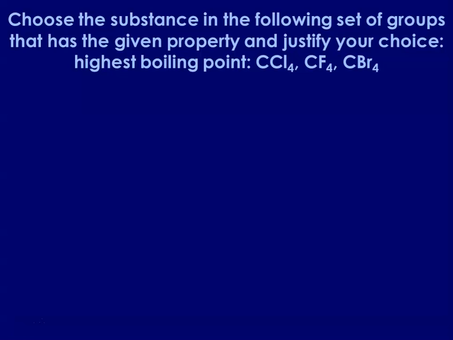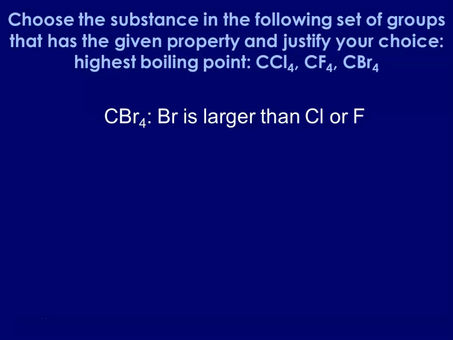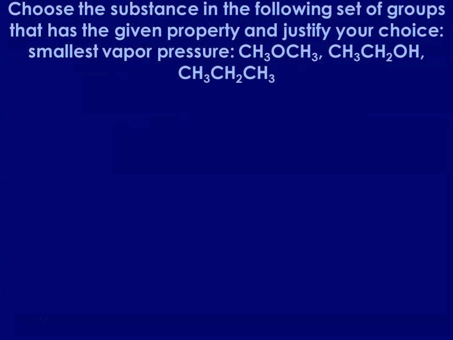But if I look at the differences, the F, the Cl, and the Br, I know that F is the smallest of these atoms and Br is the largest. And so because they're all nonpolar, it's that size that's going to determine which one has the higher boiling point, and it would be CBr4 because that contains a greater number of electrons and would be more easily polarizable than the other two. CF4 would have had the lowest boiling point. It would have had the fewest electrons that could have formed those instantaneous dipoles.